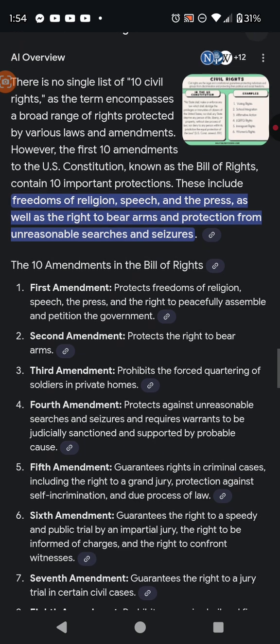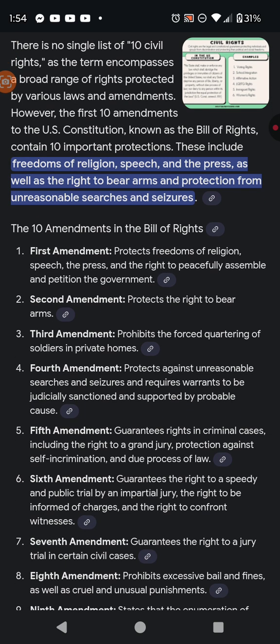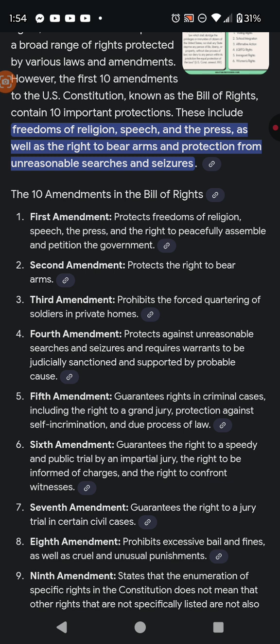First Amendment protection: freedom of religion, speech, the press, the right to peacefully assemble and petition the government.